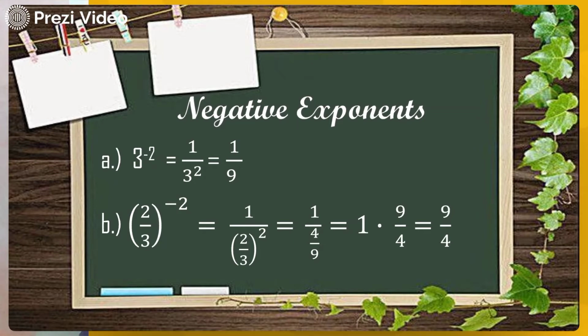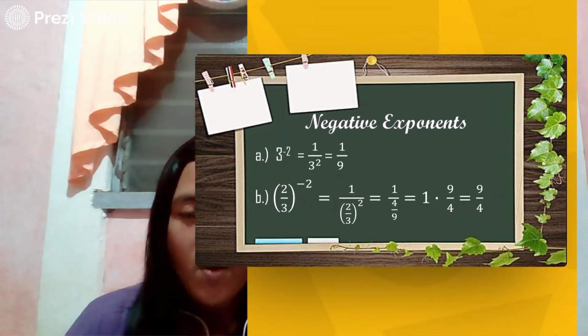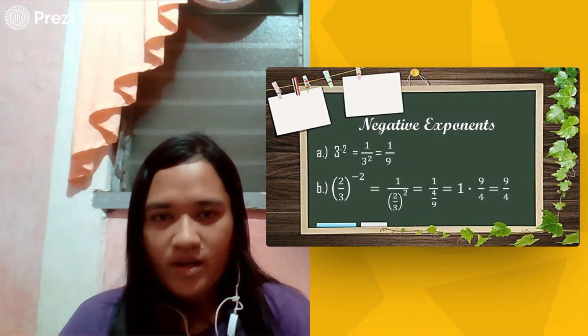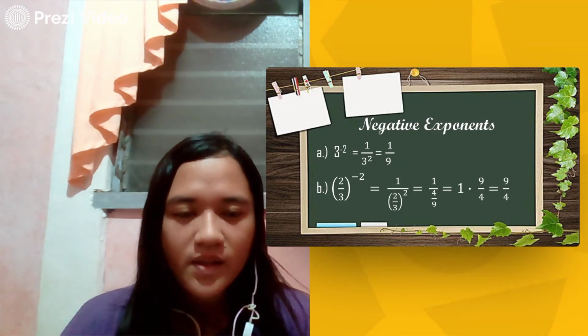Why? Because we are dividing 1 by a fraction. To get the answer, we multiply by the reciprocal. So, we take the reciprocal, then proceed to multiplication. It becomes 1 times 9 over 4, which is equal to 9 over 4. Did you get it? Yes, ma'am. Okay, very good. So, next.